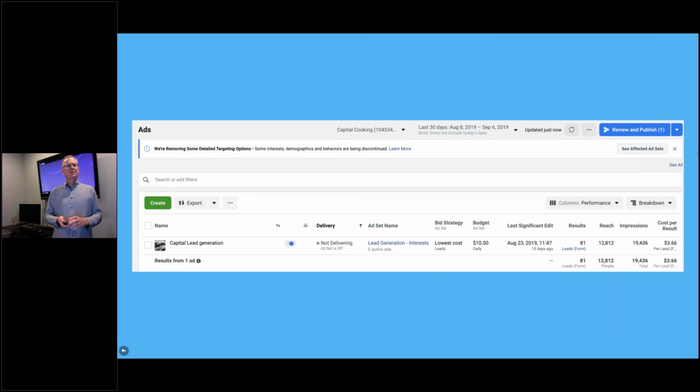So these are some of the results that we've had. This customer here, Capital Lead Generation, it's for Capital Cooking. Capital Cooking is a luxury appliance manufacturer. They'd be similar to a Viking Range or a Wolf Range if you're familiar with that brand. So this is a smaller brand.